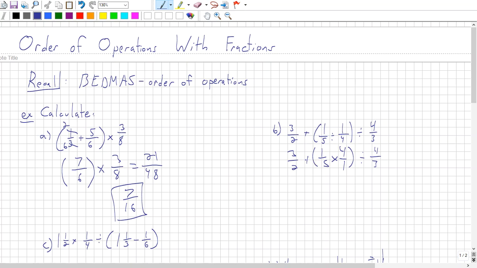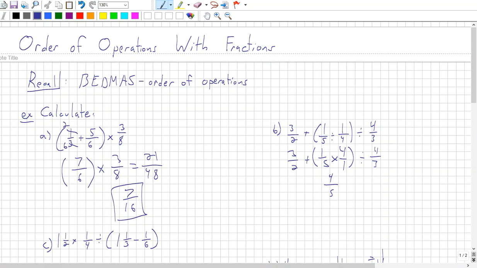And that is plus. So inside the brackets, 1/5 times 4/1. 1 times 4 is 4. 5 times 1 is 5. I'm not going to do the addition because BEDMAS says I do brackets first, which I've done. That was my 4/5. And then I do my division.